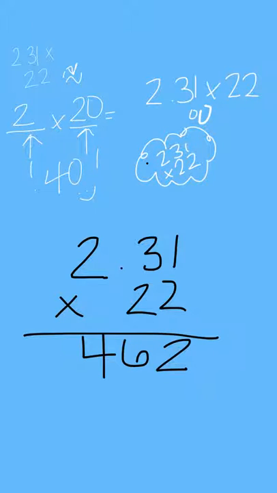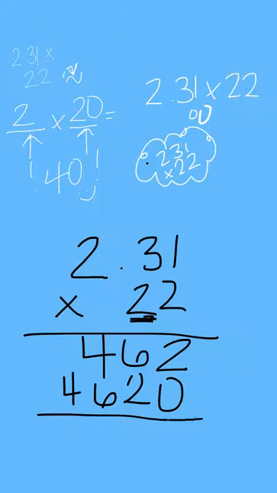Now we know that we're multiplying by 20 instead of 2. So really the only thing that's changing is we're going to multiply this 462 by 10, and we're going to end up with 4,620 as our second partial product.